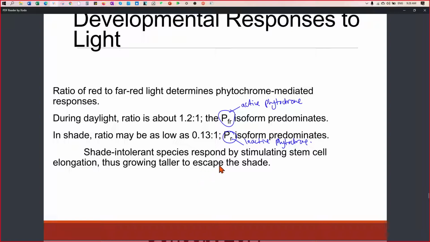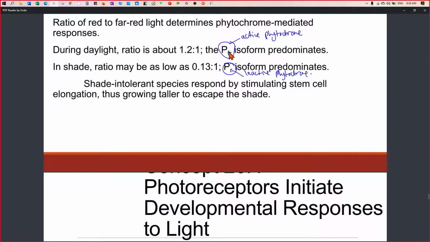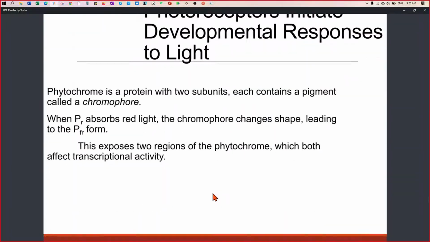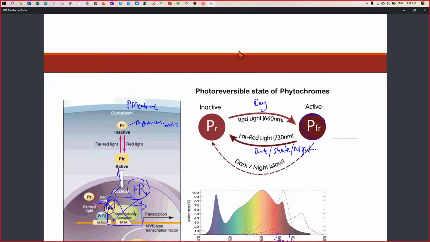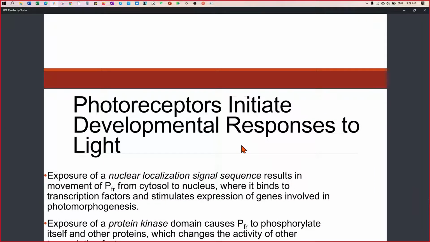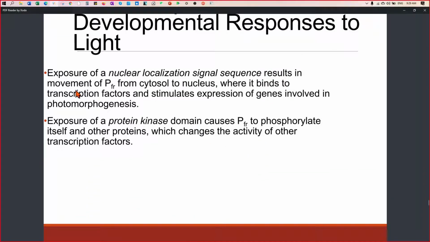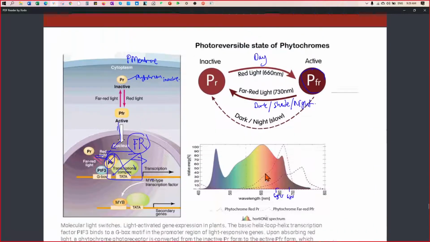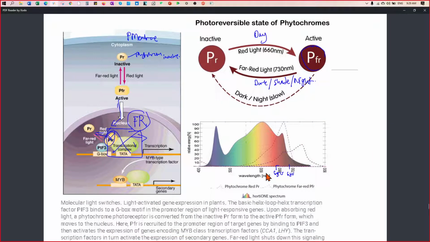That's why shade-intolerant species have the tendency to grow taller to escape the shade, because they want to have more of this active phytochrome. How can they activate the phytochrome? With the presence of red light. And red light will only be present in the higher region of the canopy, right? So this is just a short description of what is actually happening here. This is something that you can appreciate: what's happening at the level of light as signal, in our case red light, and also the receptor, the phytochromes, and how it gets activated.